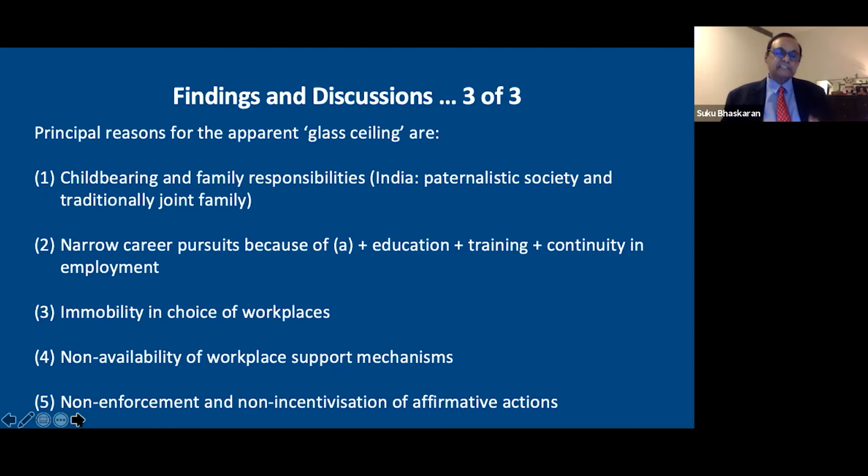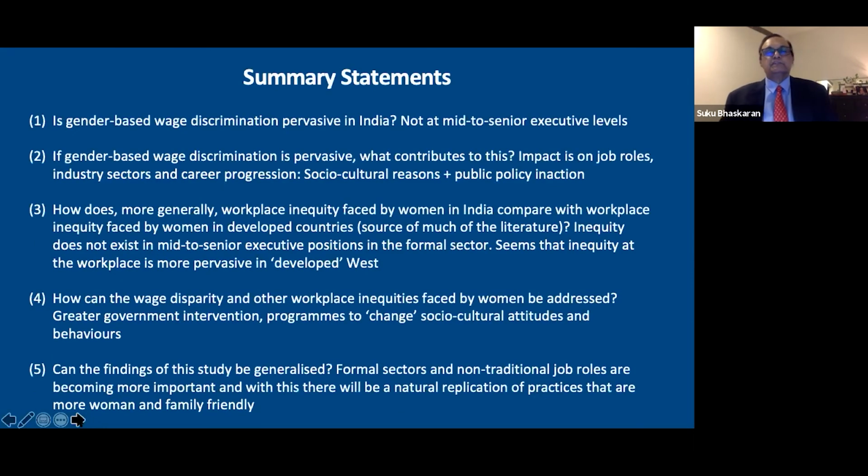Therefore, I believe in countries such as ours, which is on a trajectory of rapid growth, but slowly, there has got to be much greater enforcement of affirmative action, number one, and number two, incentivization. You've got to provide some level of incentives for employers to recruit more females into senior positions.